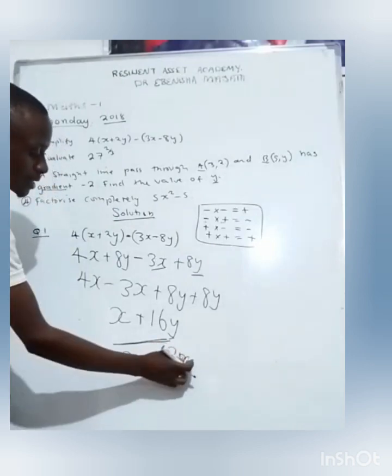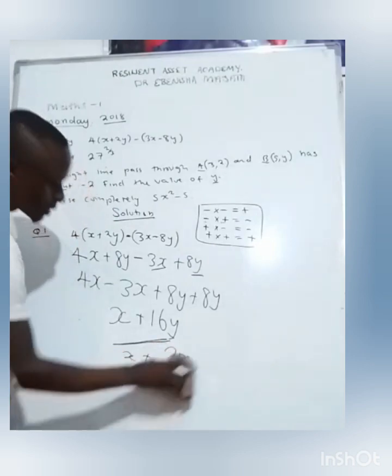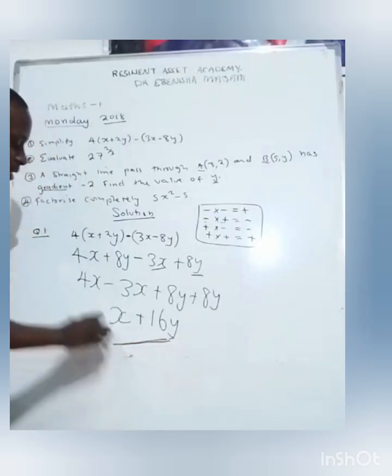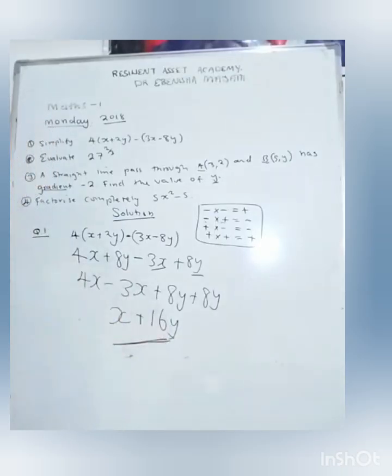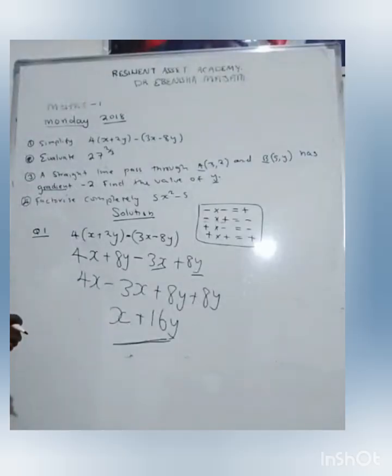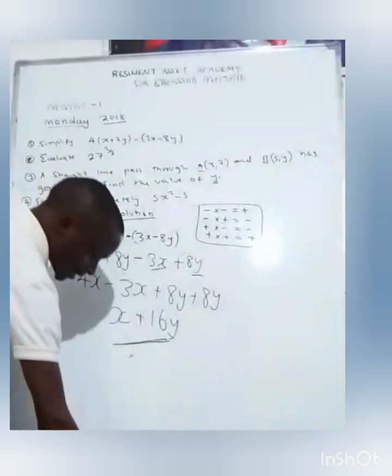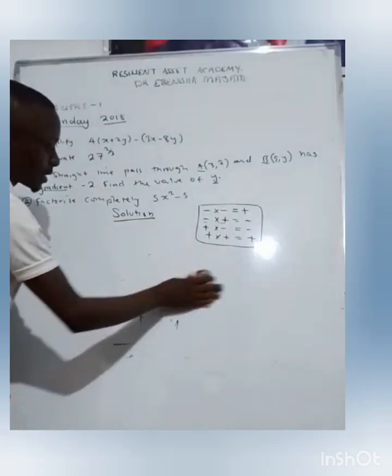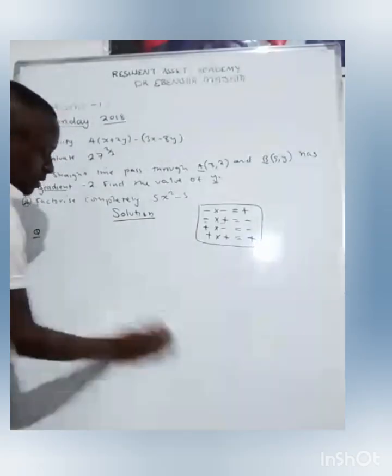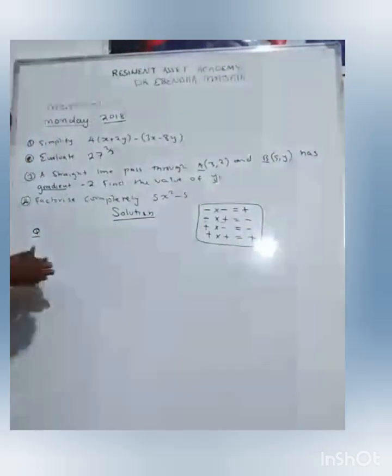Here you can add and say 3x. But we are saying when the numbers or the letters here are different, just leave it there. Don't add or subtract. Okay. I hope that is a bit clear. Don't worry.